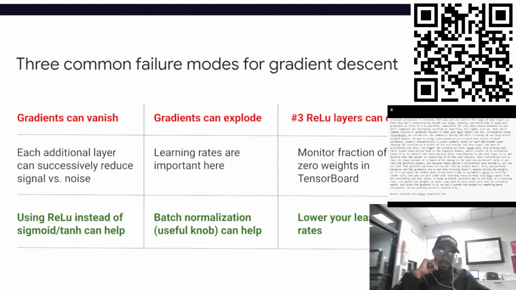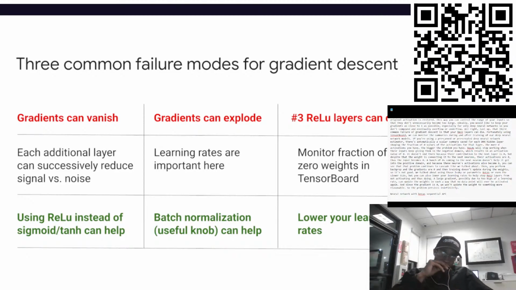ReLUs will stop working when their inputs keep giving them in the negative domain, which results in an activation value of 0. It doesn't end there, because their contribution to the next layer is 0, and despite the weights connecting it to the next neurons, their activations are 0, thus the input becomes 0. Now, a bunch of zeros coming to the next neuron doesn't help it get into the positive domain. And because these neurons' activations also become 0, you can see that the problem continues to cascade like we talked about. Then you perform backprop and the gradients are 0, and then training doesn't update the weights, so it's not good.